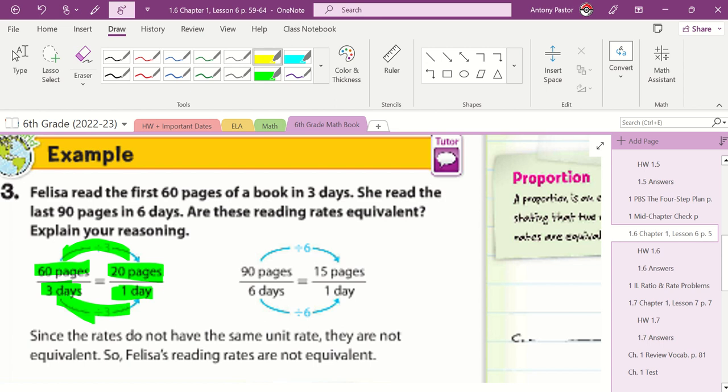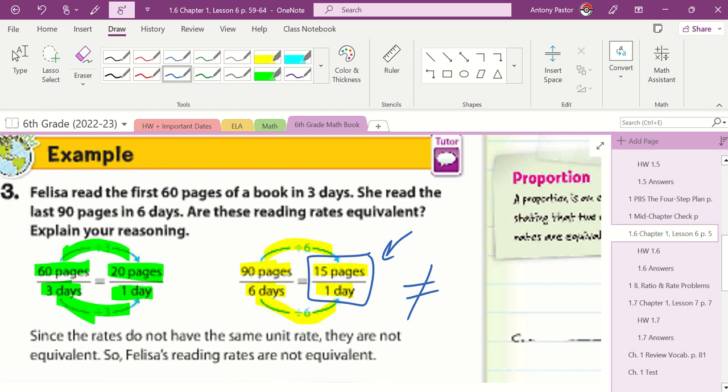At the end, she read 90 pages in 6 days. If I divide by 6, I'll get 1. But if I divide 90 by 6, it gives me 15. So at the end, she was reading 15 pages per day. Her rate changed at the end. So these are not equivalent.